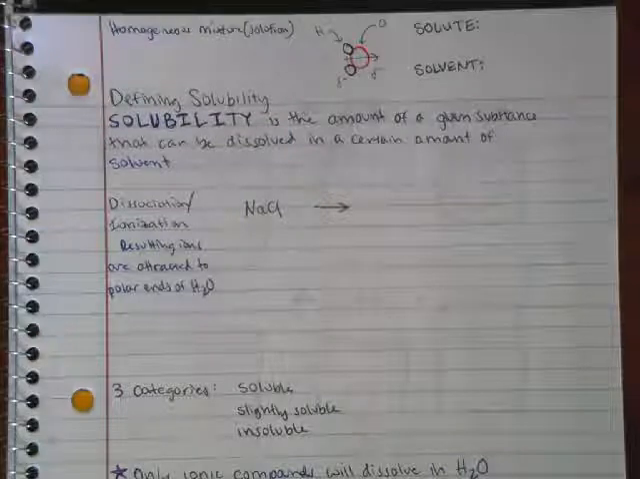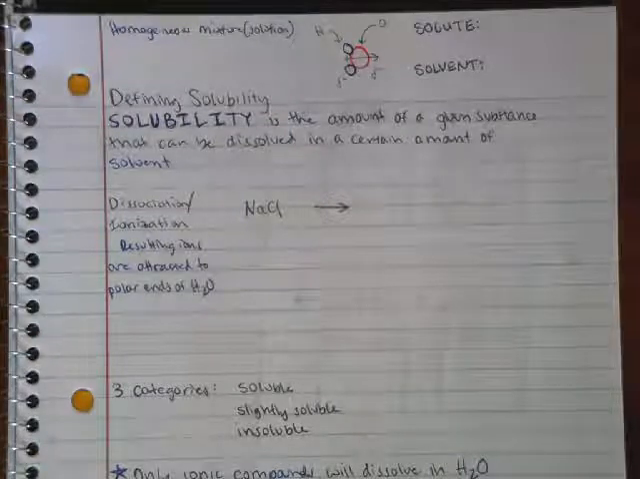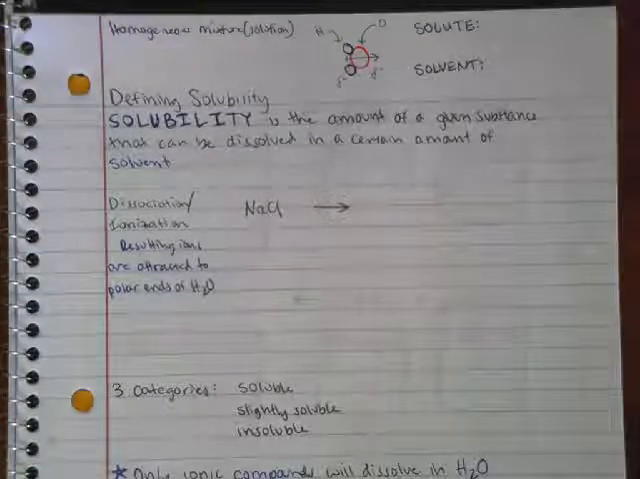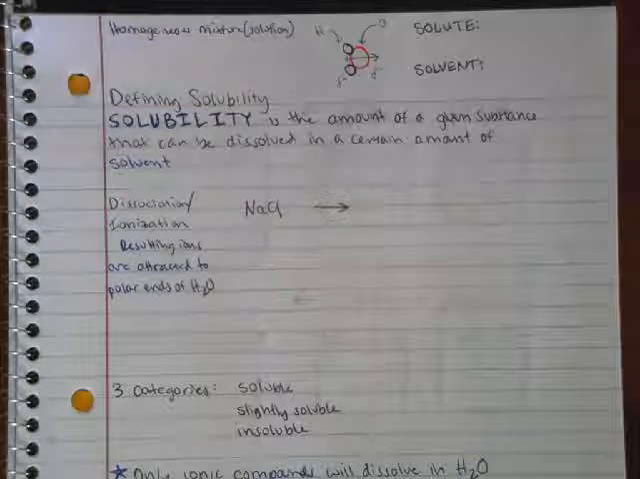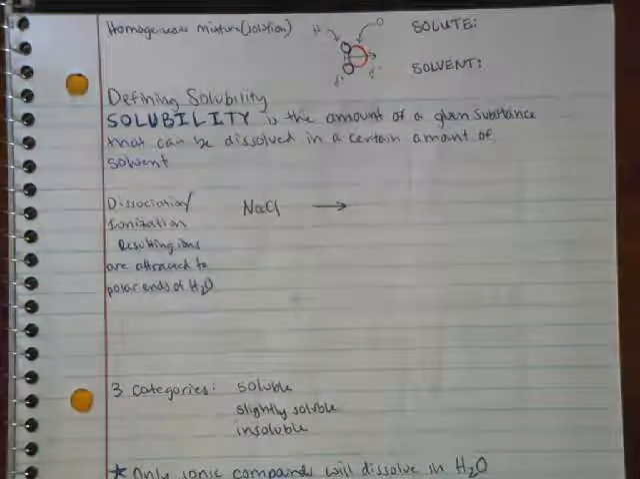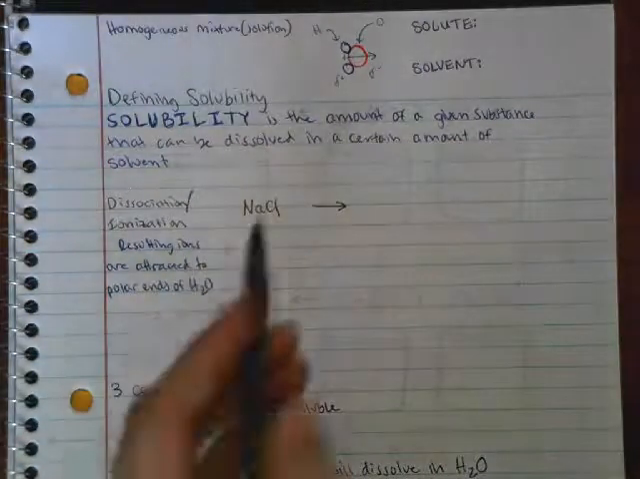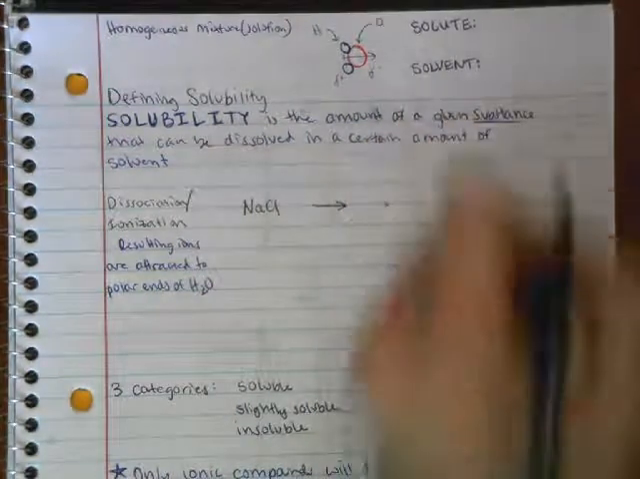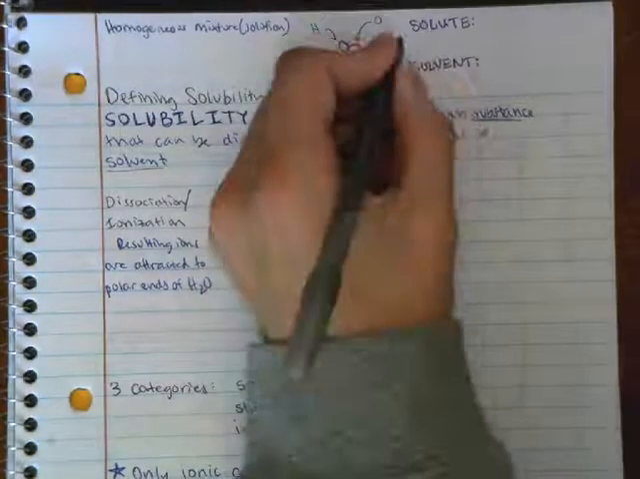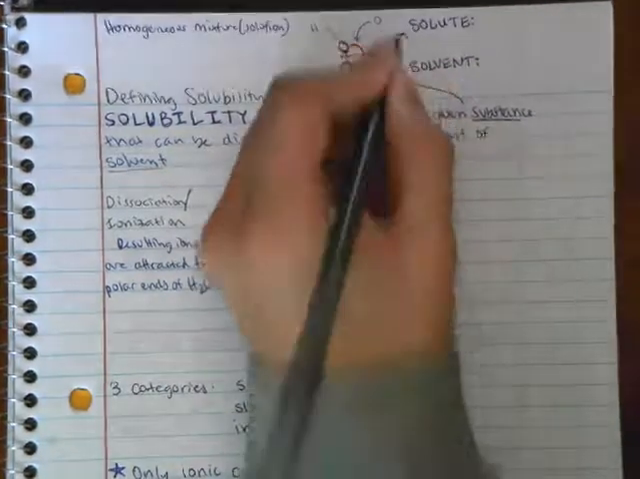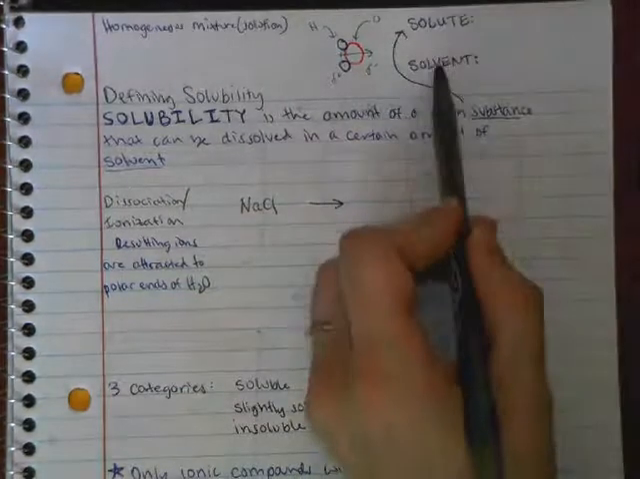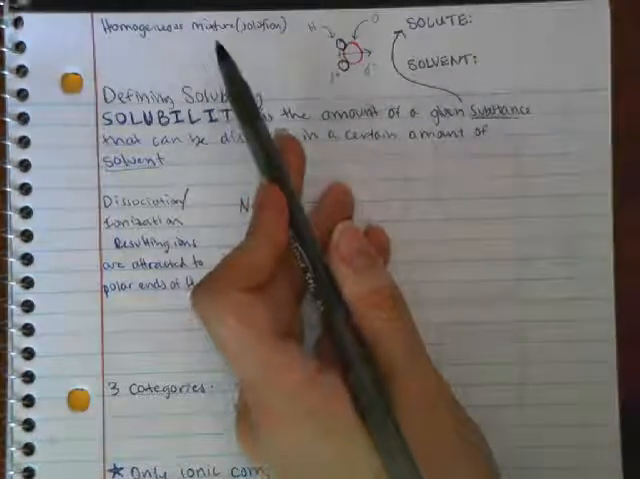So our job is to determine whether an ionic compound is going to be dissolved in water or if it will remain solid when placed into a solution. So we need to determine its solubility, the solubility of various ionic compounds. So solubility is the amount of a given substance that can be dissolved into a certain amount of a solvent. Now substance, what that really means is solute. So solute and solvent, these are the two pieces that make up a homogeneous mixture or a solution.